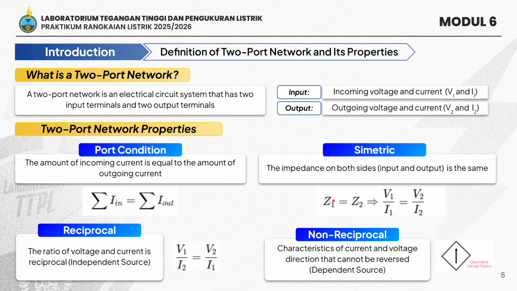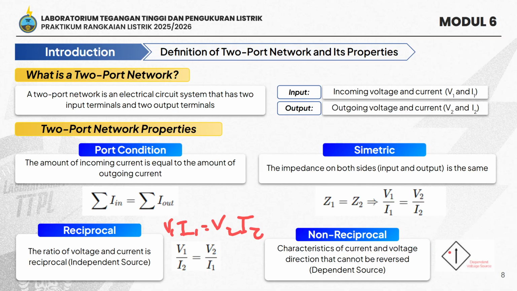And the third one is reciprocal. Basically, for reciprocal, the ratio of the voltage and current must be able to be reversed. If we have input port and output port, then the ratio of its electrical parameters must apply in reverse. And the fourth one is non-reciprocal, the characteristics of current, voltage and voltage direction that cannot be reversed.